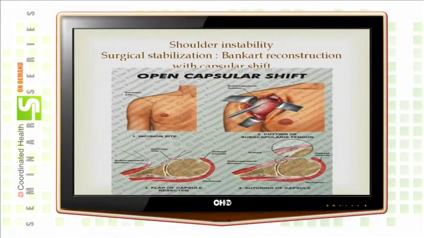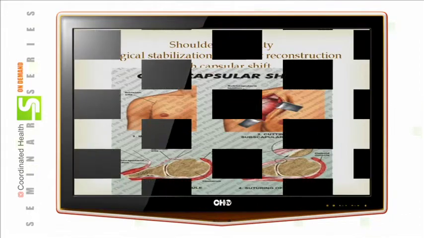So what's an open capsular shift? This is how we used to fix them, and I do probably 2 or 3 a year of these. This is the gold standard for many years, the open procedure where you actually make the incision in the armpit, divide the subscapularis muscle, repair the ligament with an open incision, and then close the skin.